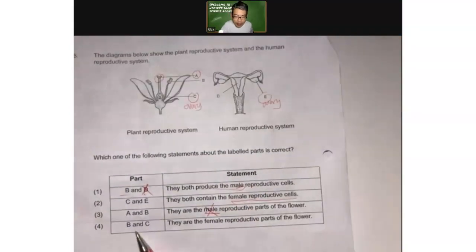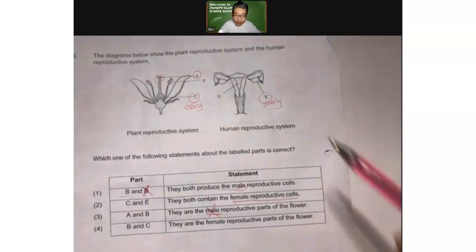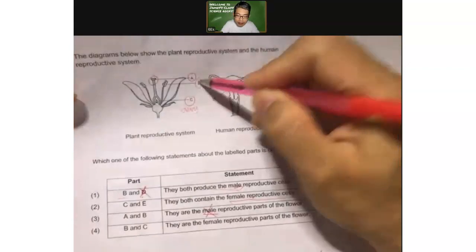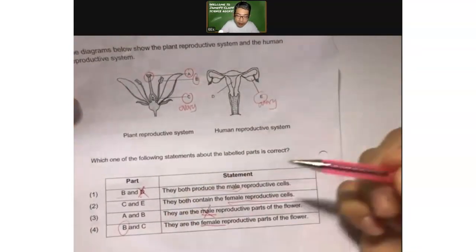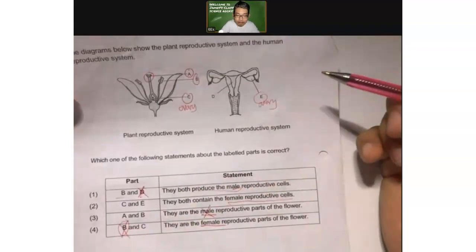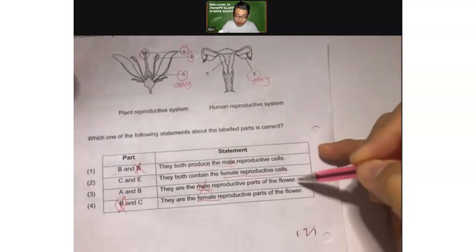Next one, they say B and C, they are the female reproductive parts of the flower. B is the male part, it's not the female part. So to say that B is containing the female parts, that's wrong for this. Okay, now let's go on. So answer for this is 2. Let's go to the next question.